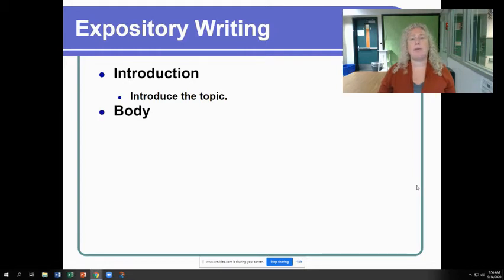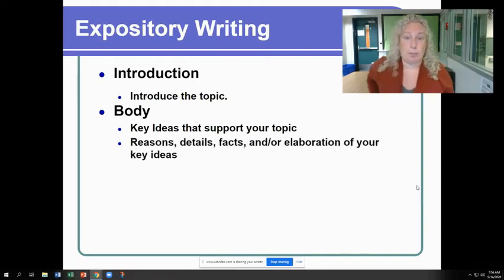The body is going to be the majority of your piece of writing. This is where you provide key ideas that support that topic. Whatever that topic is, this is where you give those key pieces to explain or describe whatever it is you're doing. Once you have those key ideas figured out, you have to explain them. You have to elaborate on them. You have to give reasons, details, and facts for those key ideas.